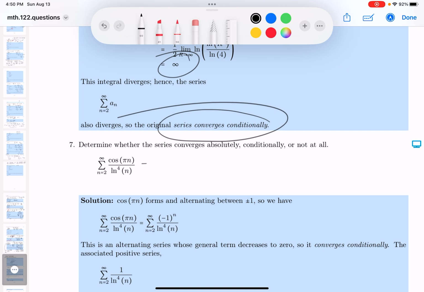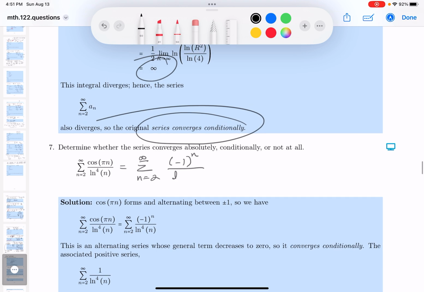What do you get over here? The sum, n equals 2 to infinity. I prefer to use minus 1 to the n to get alternating. All right, and that's going to bring it back from plus, minus forever. And then ln, fourth power, n. All right, so I know it's an alternating series, and I guess the first thing I probably should do is just use the AST for a minute.